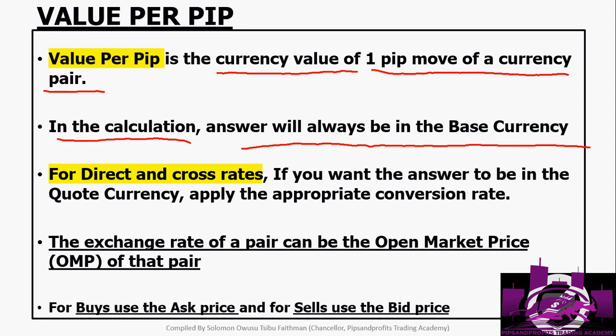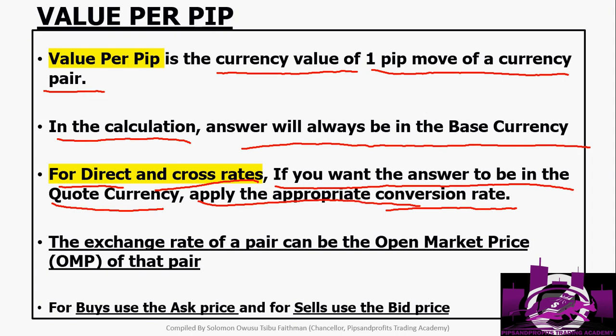So, if the answer is in the base currency, and then the base currency is different from your deposit currency, then here too, we are going to apply a conversion rate. So for direct and cross rate, if you want the answer to be in the quote currency or your deposit currency, then you have to apply the appropriate conversion rate. Then the rate of the pair, in that instance, can also be called our OMP. I explained that to you yesterday. OMP means open market price.